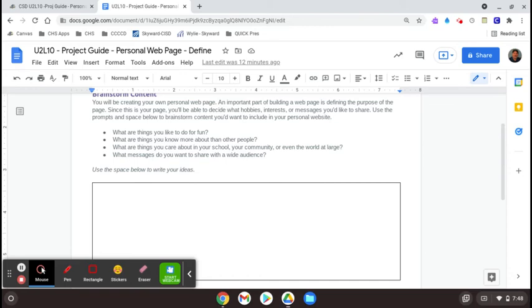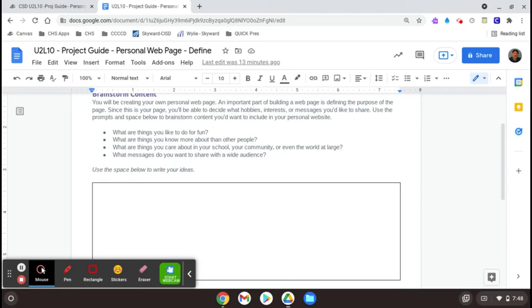Or there's an activity at the park that you guys would like to organize, and you create a website about that. So basically, it's something that's personal to you as far as impacting the community or the school, or even if you want to go large scale, it could be the world. Remember, the internet covers everywhere. So that's something you can think about. What messages do you want to share with a wide audience?